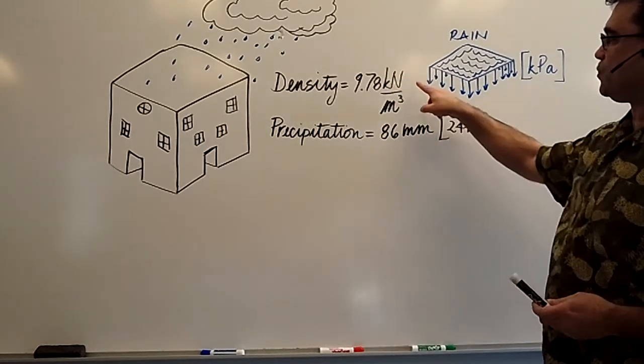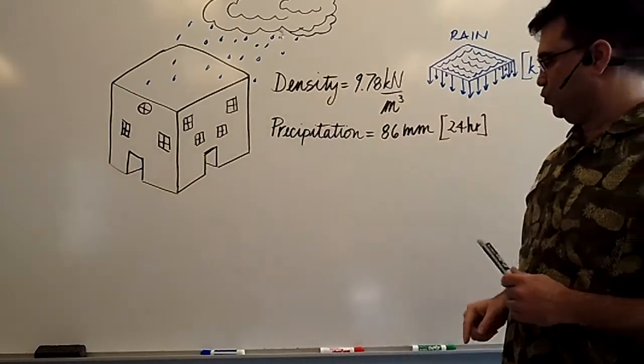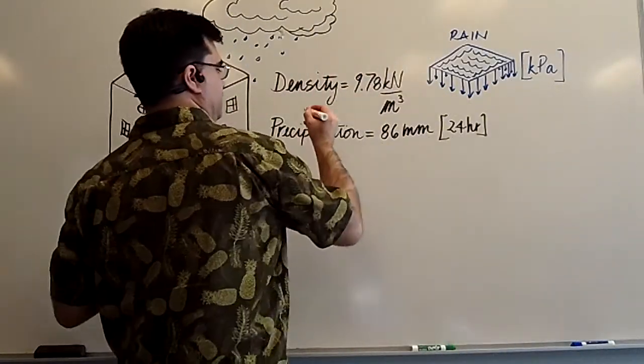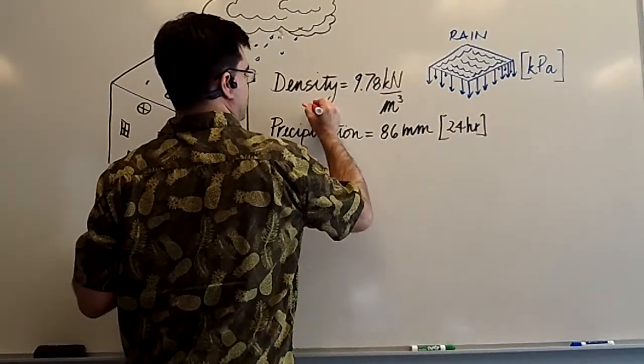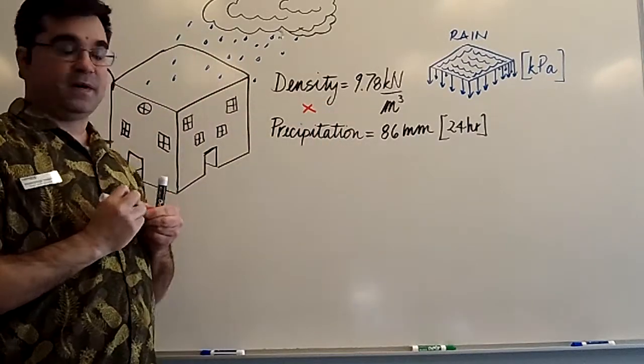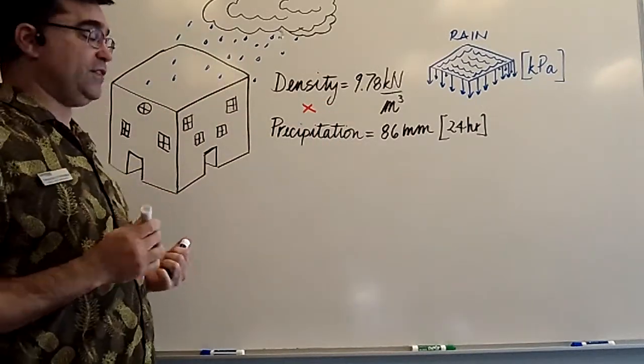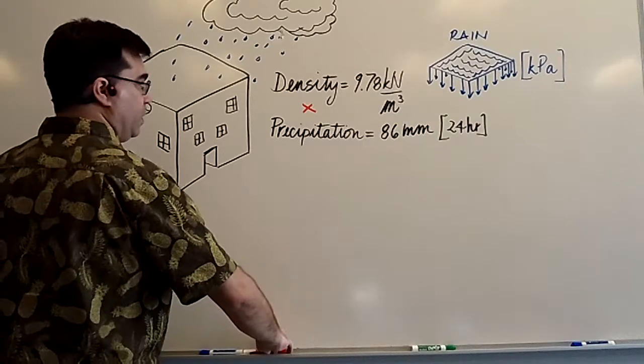So what we're going to do is we're actually going to multiply these two. Okay, so I'm just going to put a multiplication sign between the two, like this. But in order to make that work, we have to get the units to work out. Let me show you why.